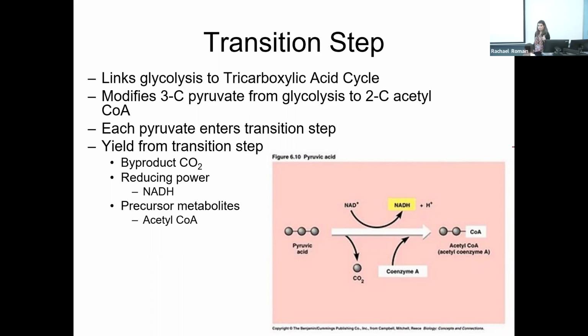One last component. This is a chemical reaction where 1 pyruvic acid comes in and 1 acetyl-CoA comes out. How many pyruvic acids did we create in the last process? 2. So this has to happen twice. The first pyruvic acid comes in and 1 acetyl-CoA comes out. The second pyruvic acid comes in and the second acetyl-CoA comes out.